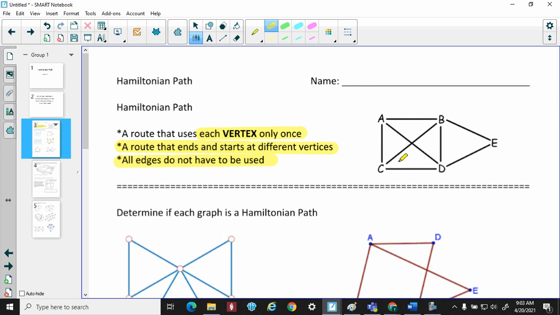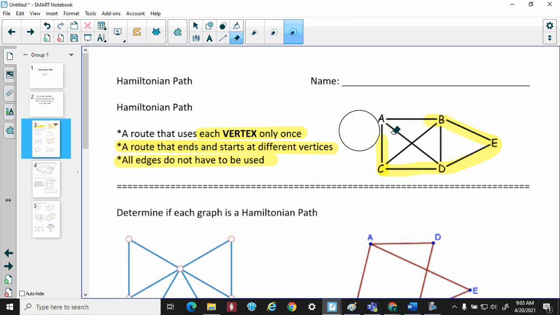All right, so here we go. Here's a graph, nothing special about it, just a graph. Now remember that a Hamiltonian circuit would look something like this, just to remind y'all: A to C, D, E, B, back to A. So notice that I started at A, I finished at A. Now a path is when you actually start and finish at different vertices.